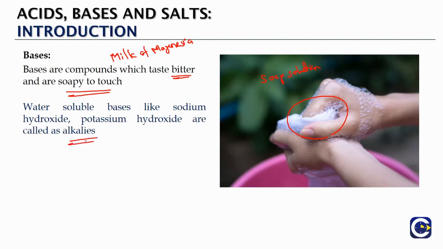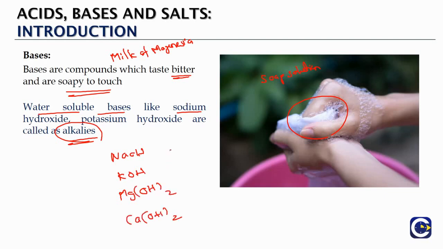And there is a group of bases that are soluble in water, and these water soluble bases, which mainly contain hydroxides like sodium hydroxide and potassium hydroxide, we call alkalis. So alkalis are a subcategory of bases which are water soluble. We can say water soluble bases are called alkalis: sodium hydroxide, potassium hydroxide KOH, magnesium hydroxide Mg(OH)2, calcium hydroxide. All of them we can classify as alkalis.